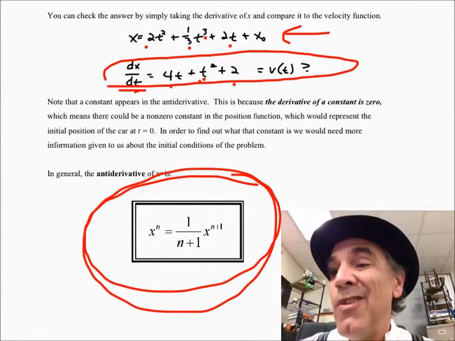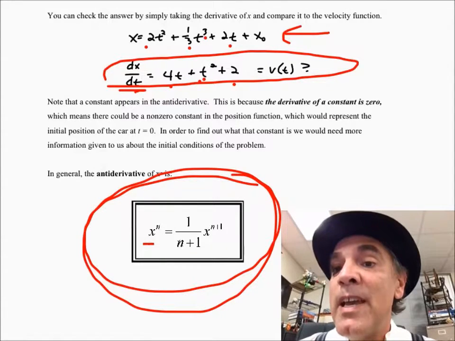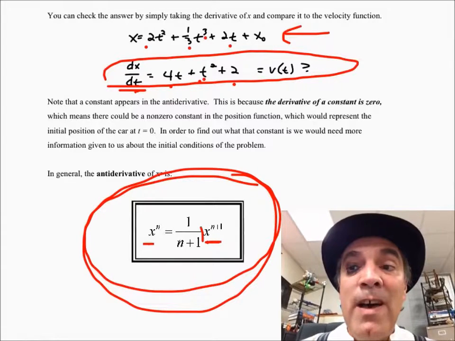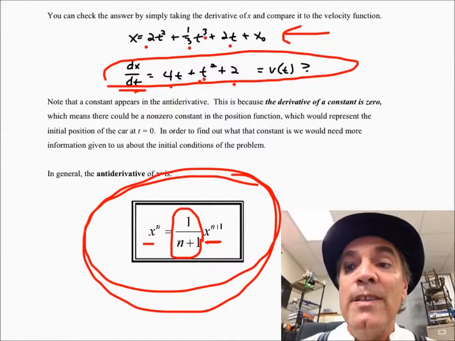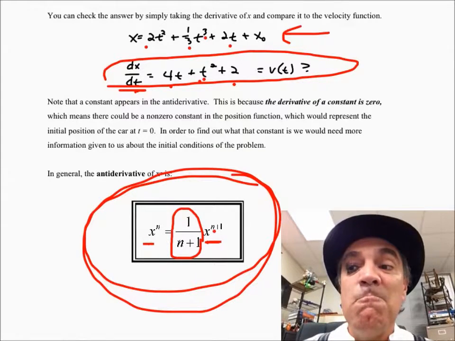And this is our general form. If we have x to the n and we want to take the antiderivative of it, we take our exponent and go up by 1 instead of down by 1, and then we divide by whatever that exponent is that we put up there. Antiderivative. Not hard. You're almost integrals. We love them.